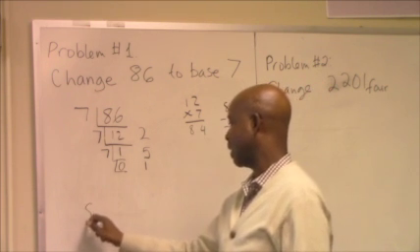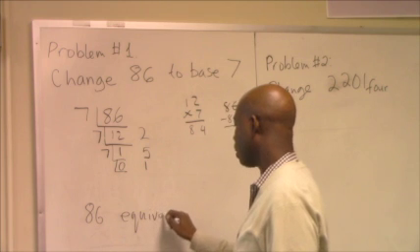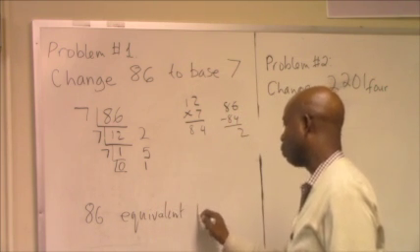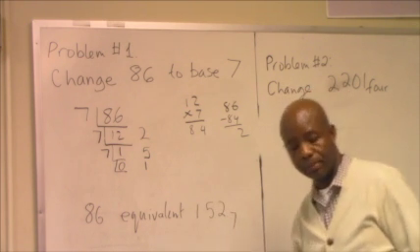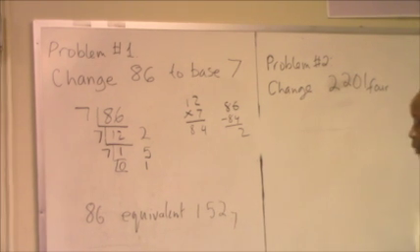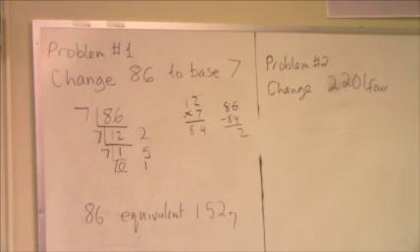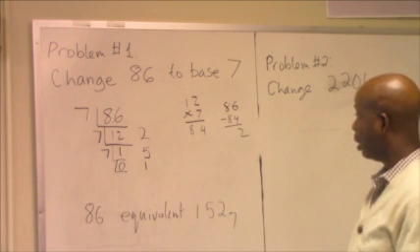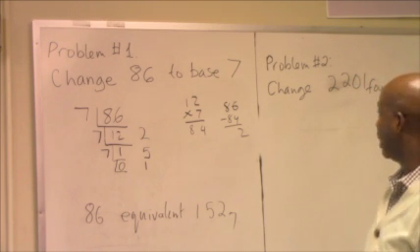So 86 base 10 is equivalent to... we must read our result from the bottom up. So it's equivalent to 152 base 7. And you can always go back and check and see how we landed on that result. So this is how we will change from base 10 to a number base.